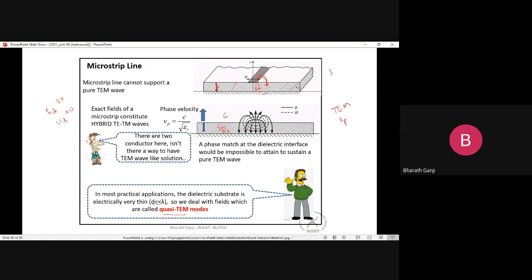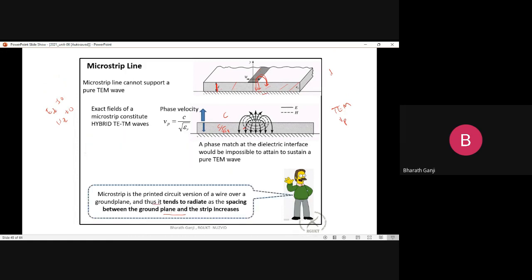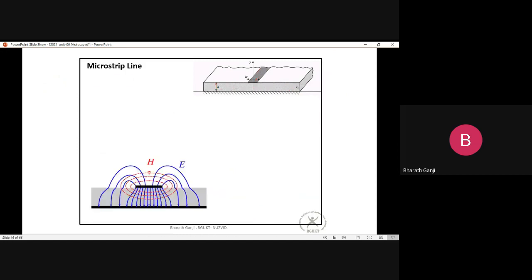So what is quasi TEM mode and how is it different from the TEM mode? Okay, what is the difference between a quasi TEM and TEM mode? So that is what I want to understand.